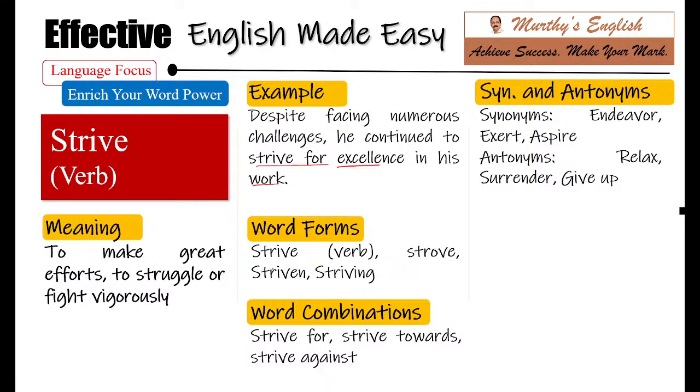Despite facing numerous challenges, he continued to strive for excellence. A very good combination, strive for excellence in his work. Why is this important? Strive, present form, strove, past form, and striven, past participle. You have to know the word forms. Striving, present participle. Word combinations, what are the prepositions? Strive for something. Strive towards something. Strive against something. To struggle or fight vigorously, then you use against. Synonyms, endeavor, aspire, better words. Antonyms, relax, surrender, give up.